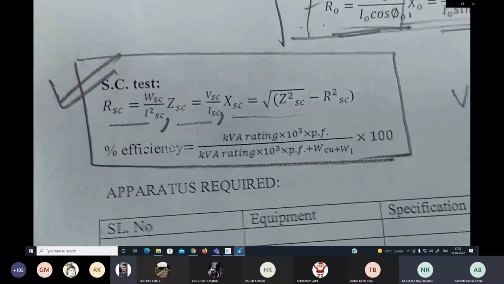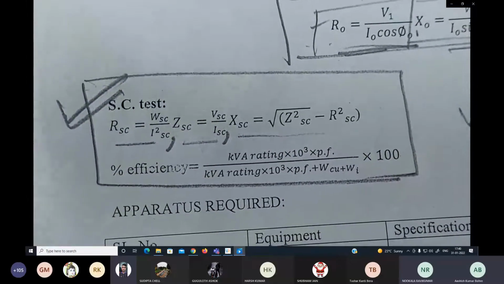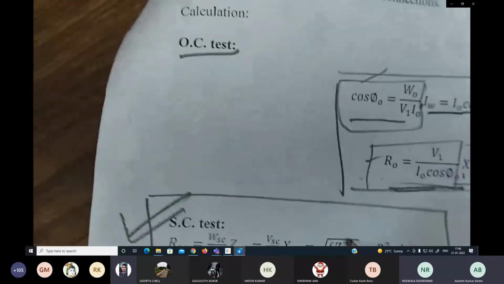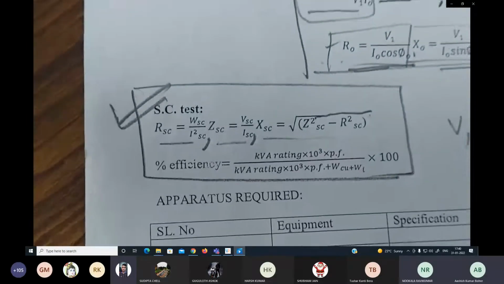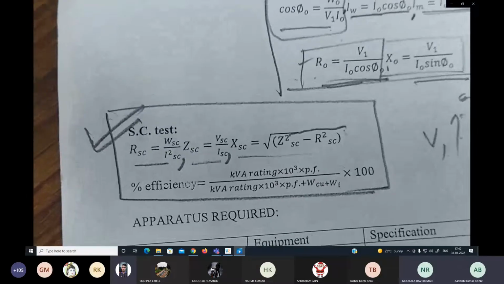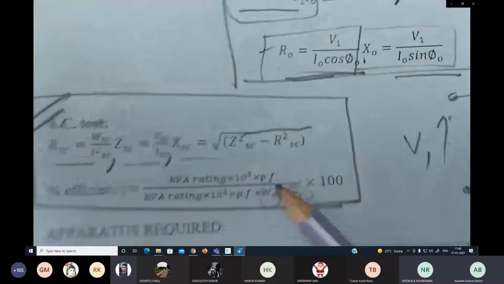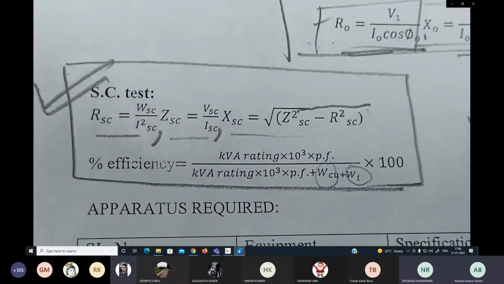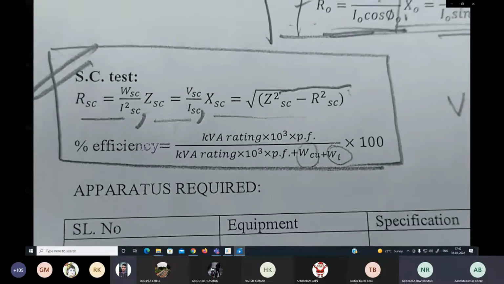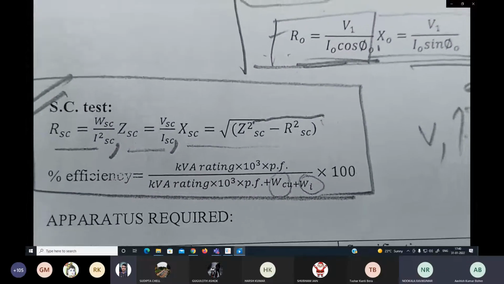Once we have ZSC and RSC, we can calculate XSC, that is the reactance part, the equivalent reactance of the transformer at this condition. It will be the square root of ZSC square minus RSC square. After that, we need to calculate the efficiency of the transformer, since the primary copper loss and secondary copper loss are already known, and the transformer iron loss is also known, so we can get an idea of the entire loss. In the formula, the efficiency is calculated by the standard formula, output by input. The output power is already mentioned here, and the copper loss and iron loss are added to the output power, and we can calculate the efficiency.